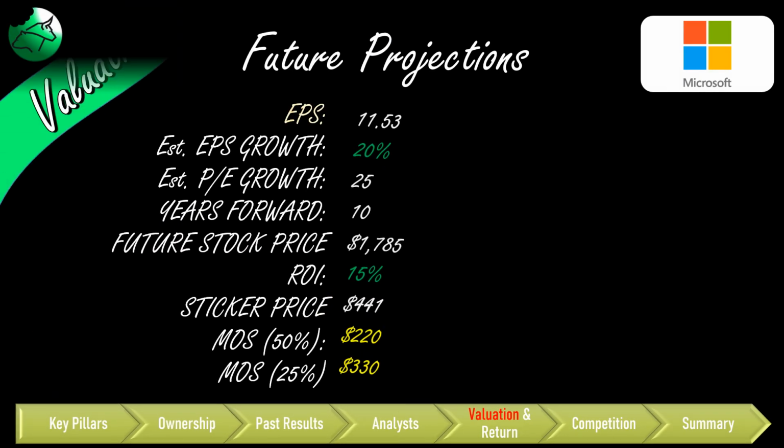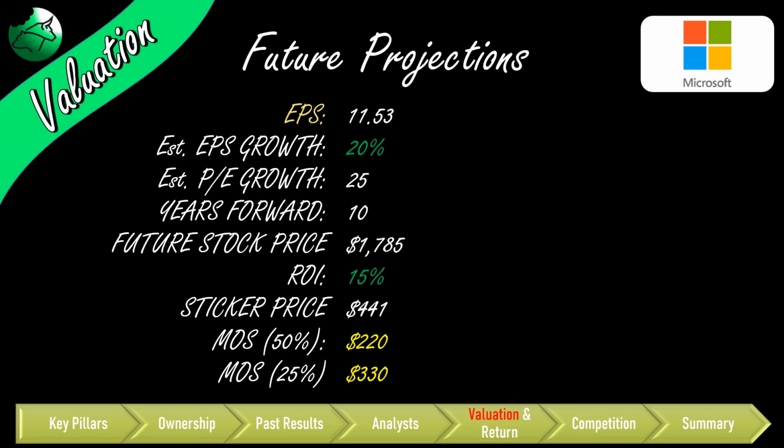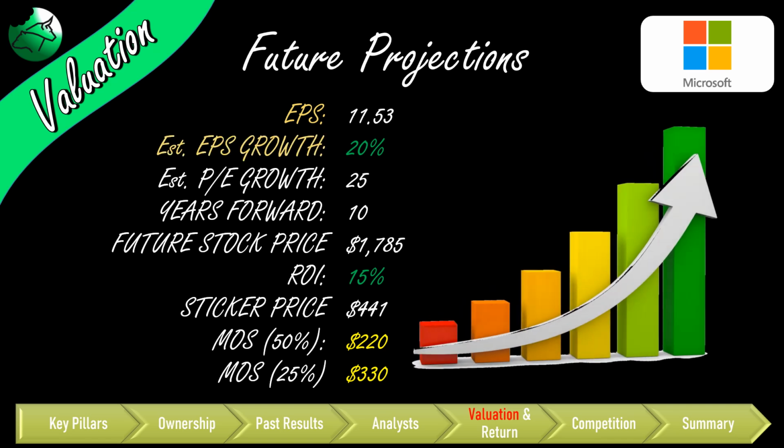So I'm going to use the current earnings per share at 11.53 as my starting point when creating a valuation. Based on a combination of past growth and future analyst predictions, I'm going to estimate the earnings per share will grow about 20%. I'm going to give Microsoft a PE ratio of 25. After that, I'm going to project these numbers forward by 10 years. This gives me an estimated future stock price of $1,785 per share.